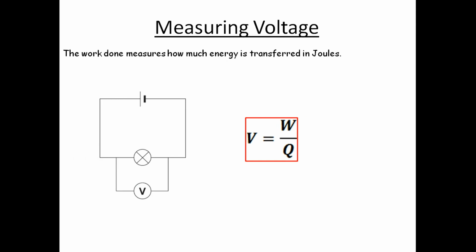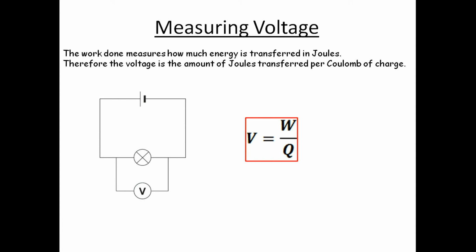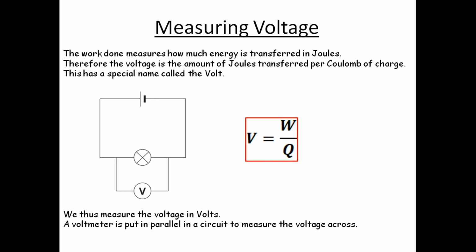Voltage. The work done measures how much energy is transferred in joules. Therefore, the voltage is the amount of joules transferred per coulomb of charge. This has a special name called the volt. We thus measure the voltage in volts. A voltmeter is put in parallel in a circuit to measure the voltage across. This is because it is measuring the potential difference across the circuit, or indeed across a component.